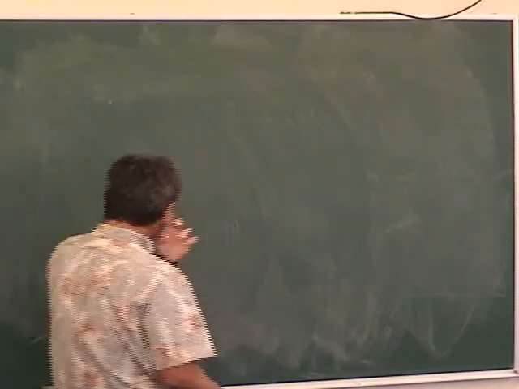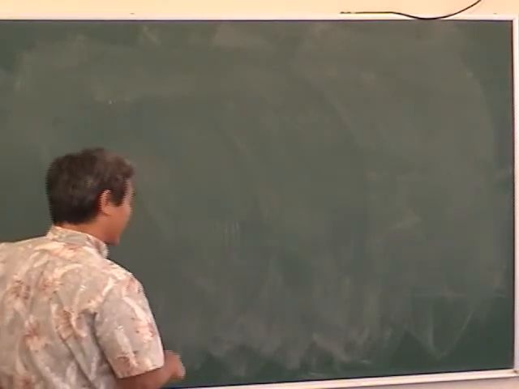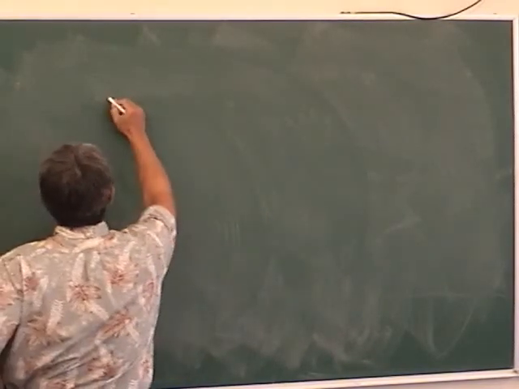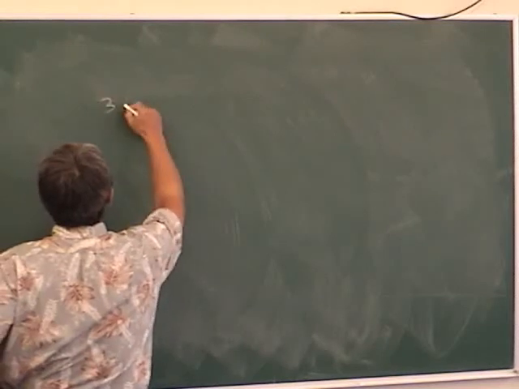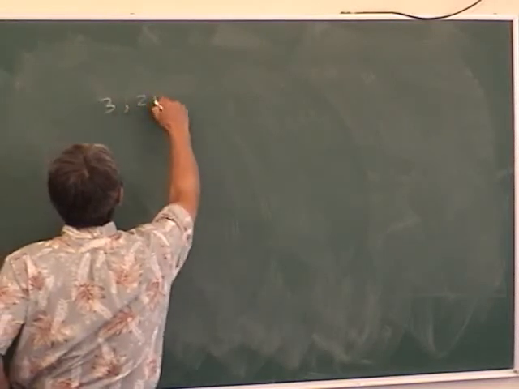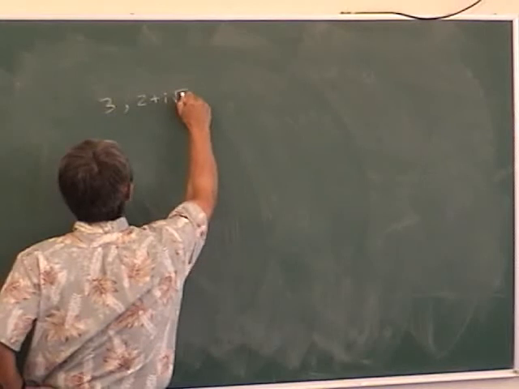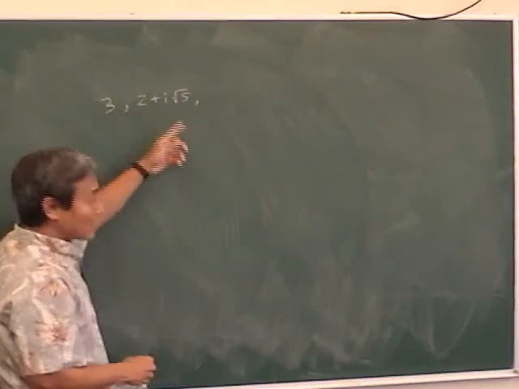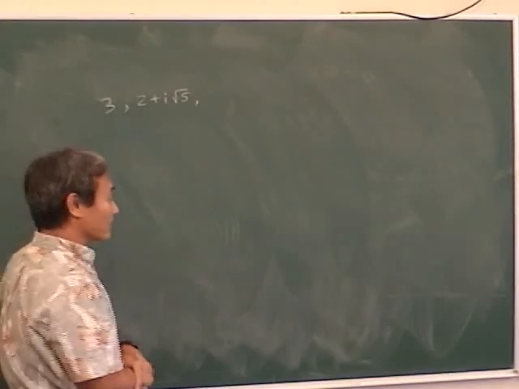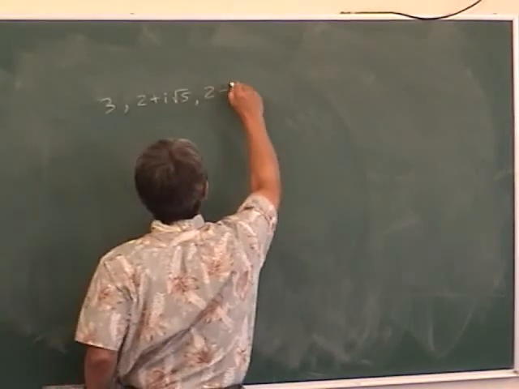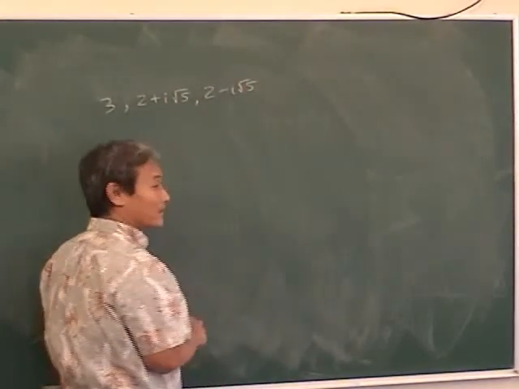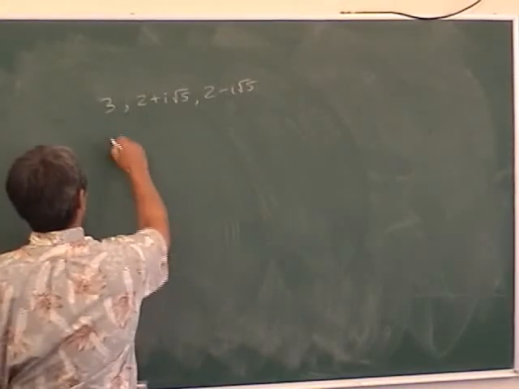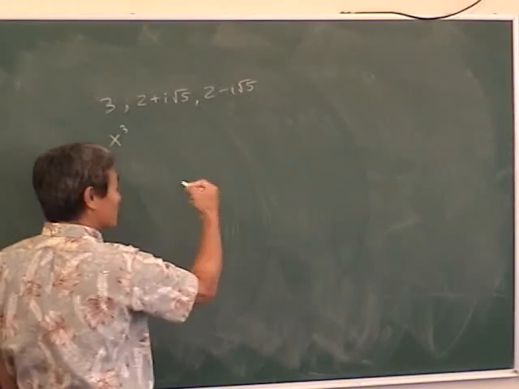Okay, let's do another example. Write me a polynomial equation with integer coefficients whose roots are 3 and 2 plus i root 5. Oh, I just gave it away already. If 2 plus i root 5 is a root, what else has to be a root? Okay, 2 minus i root 5. So we're talking about a third degree polynomial, right? So watch what I use. So I'm just assuming a is 1.